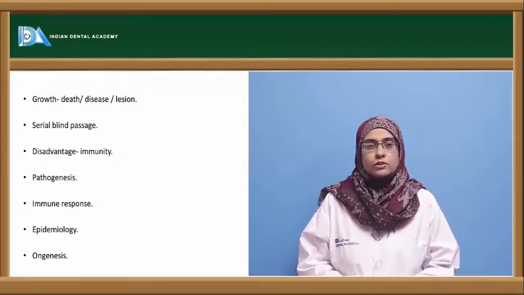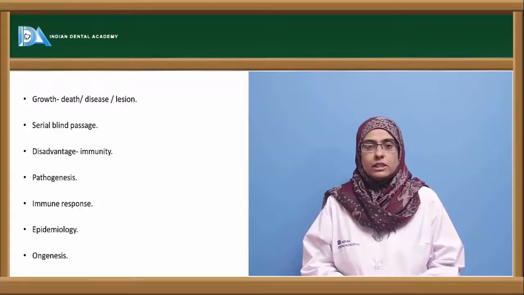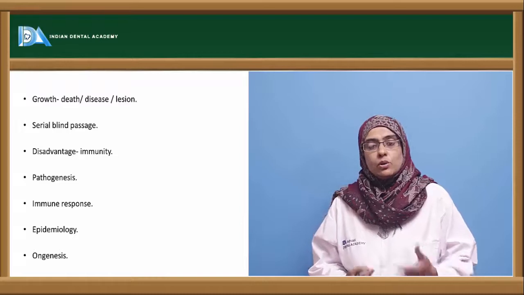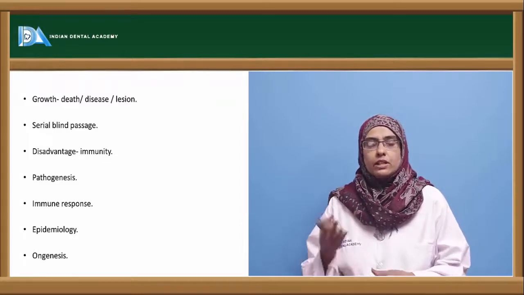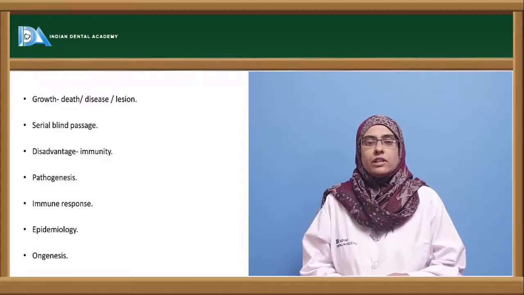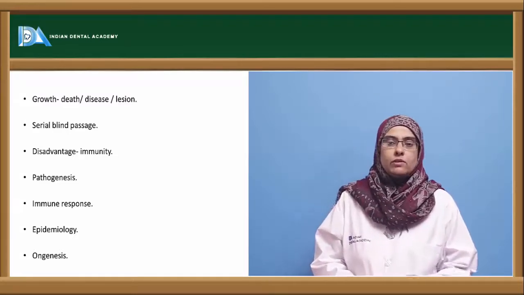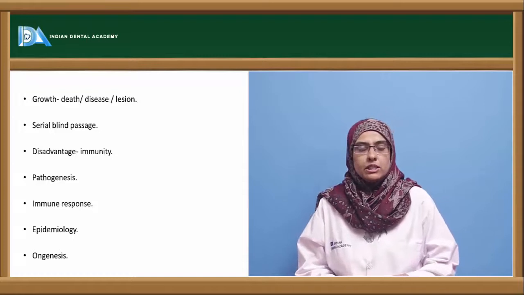The disadvantages associated with animal inoculation, as already discussed, are that immunity might interfere and will not allow the organism to grow inside the host. Apart from that, we can use animal inoculation for the study of the pathogenesis, immune response, epidemiology, and the oncogenesis of the viruses, whether it is oncogenic in nature or not.